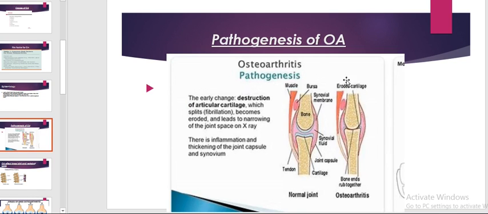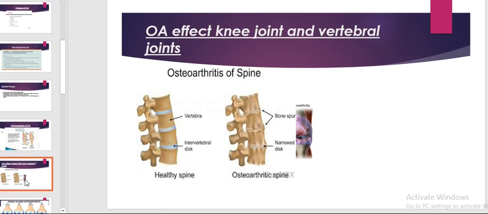Now what is the pathogenesis? What is the pathophysiology? Now I'm talking about pathophysiology. The early changes are destruction of articular cartilage, which splits and erodes and leads to narrowing of the joint space on X-ray. There is inflammation and thickening of the joint capsule. So this is an important thing.